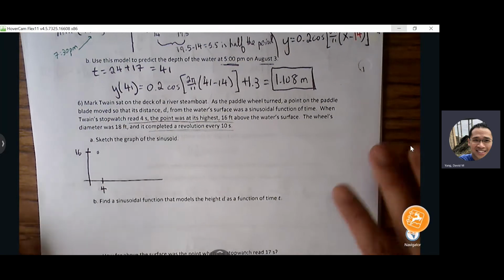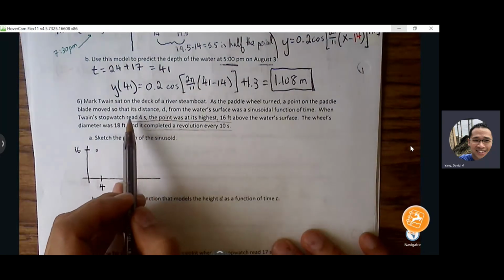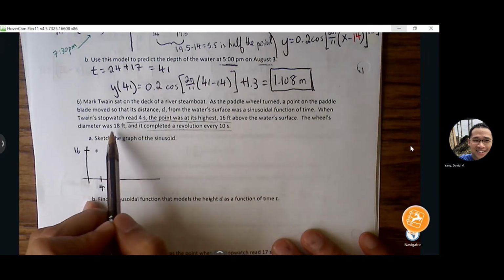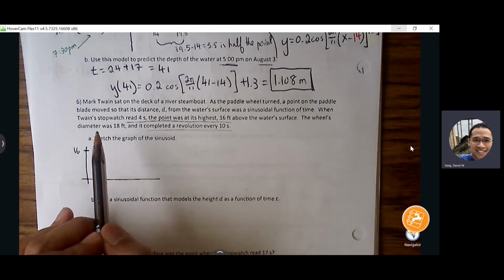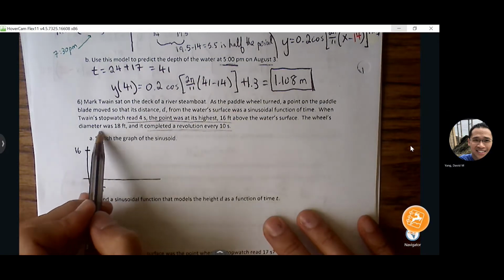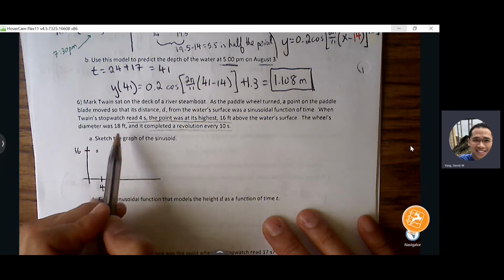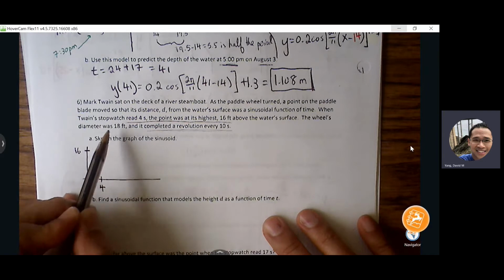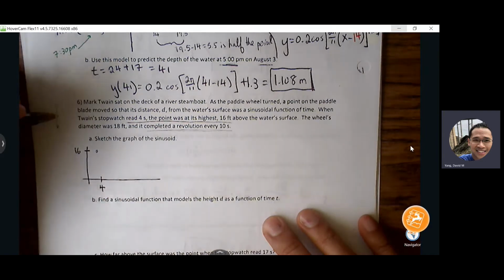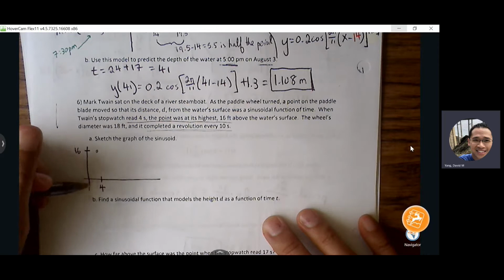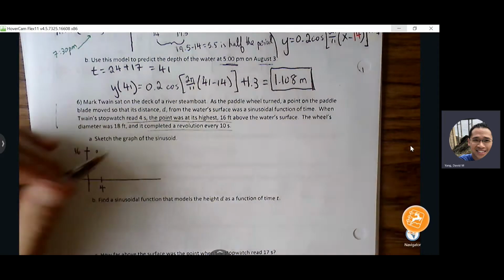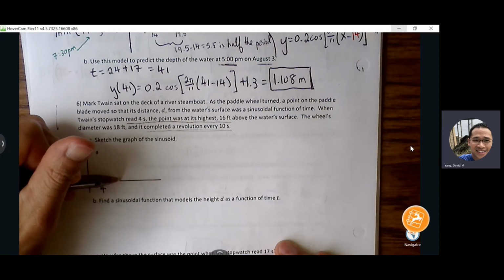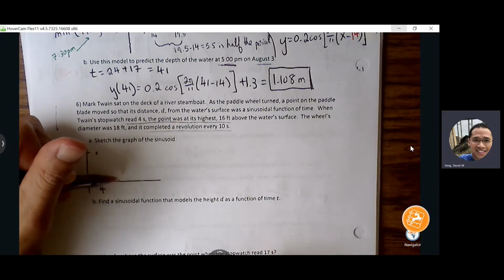Okay, so here's number 6. At 4 seconds, it's at the highest point. But the diameter is 18 feet, which means that it's going to go all the way down to -2, right? Because if the diameter is 18 feet, it's got to stretch down to -2. So actually the paddle is going to reach beneath the water surface. Are any of these word problems going to be tangent? No, all sine and cosine.